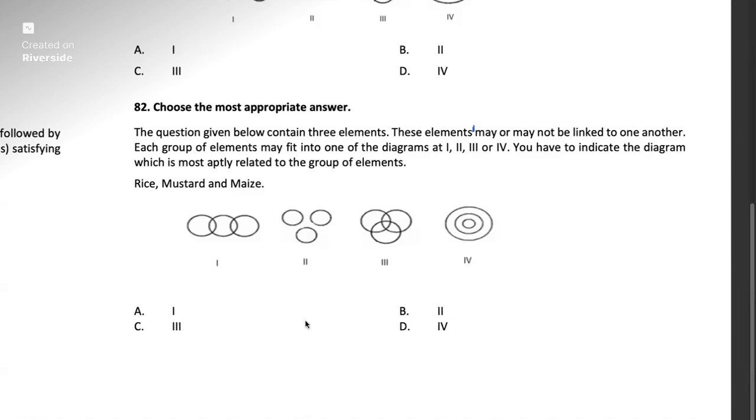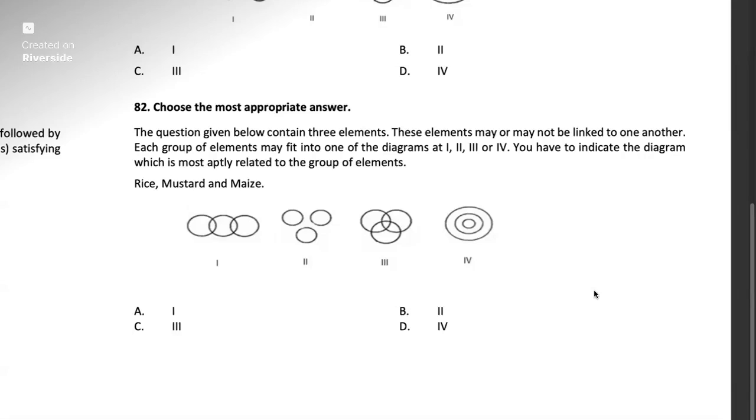The question given below contains three elements. Three elements may or may not be linked with one another. Each group of elements may fit into one of the diagrams at 1, 2, 3, or 4. You have to indicate the diagram which is most aptly related to the group of elements. Rice, mustard, and corn. What do you think?